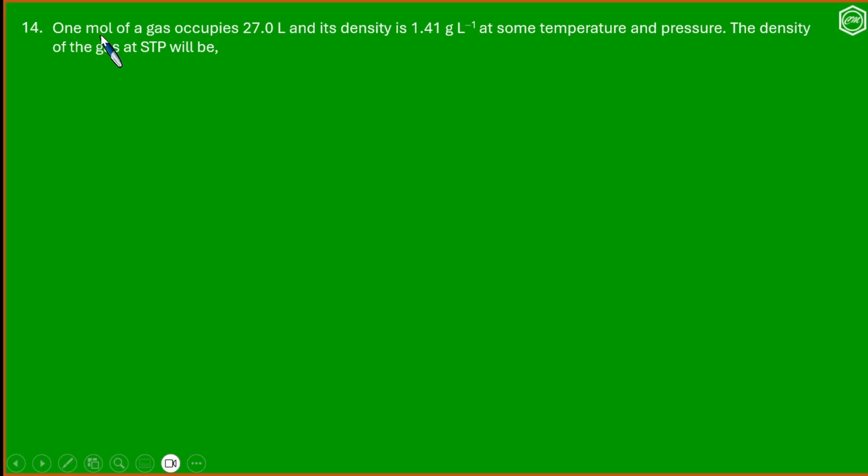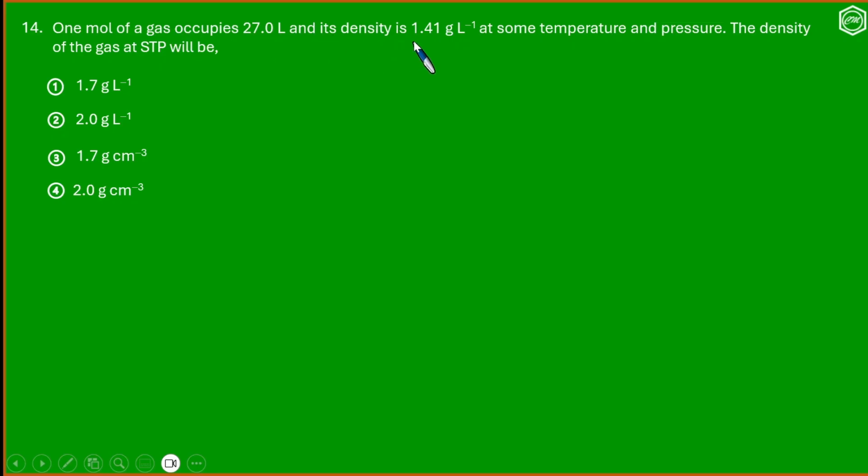Question 14. 1 mole of a gas occupies 27 liter and its density is 1.41 gram per liter at some temperature and pressure. The density of the gas at STP will be option 1, option 2, option 3 and option 4. And since it is a numerical question, we have to calculate the value.